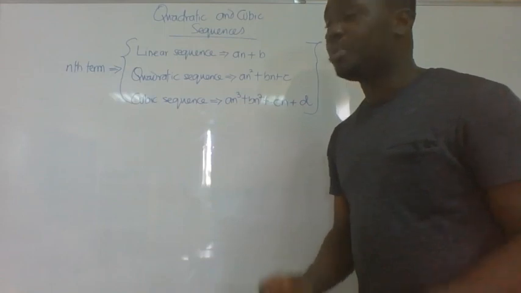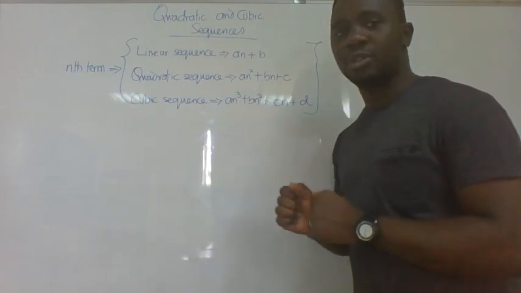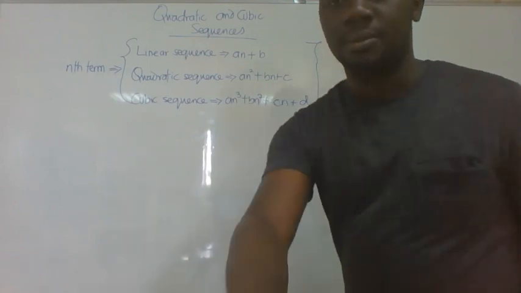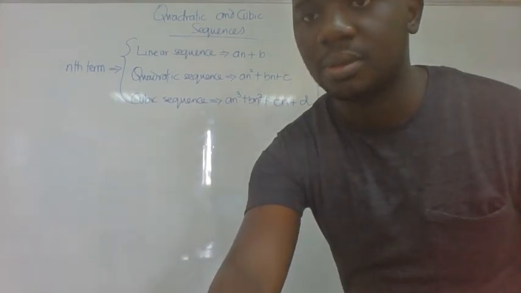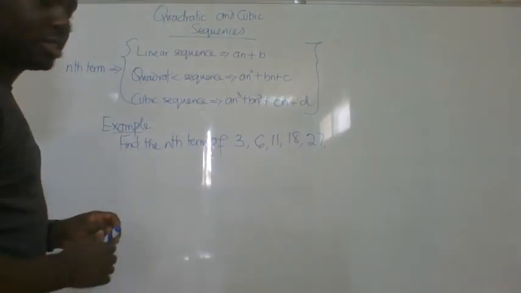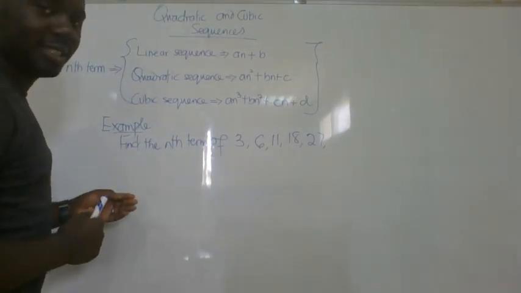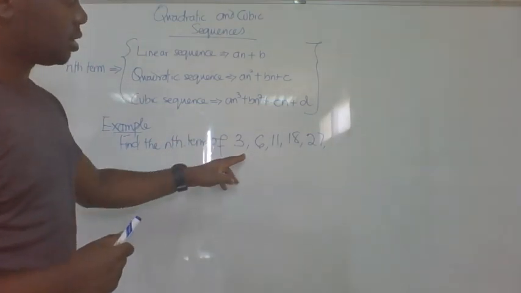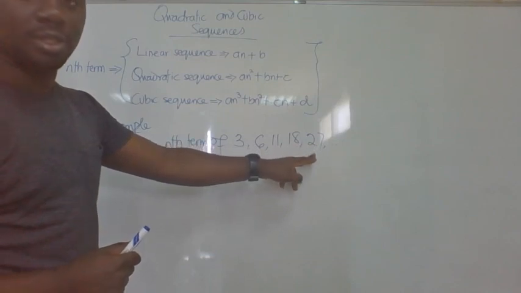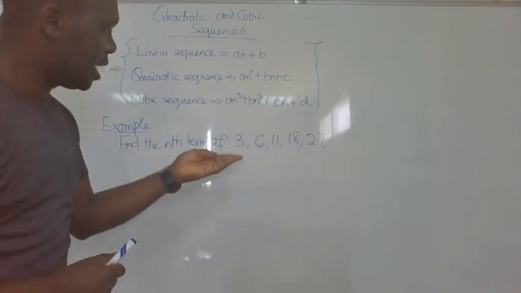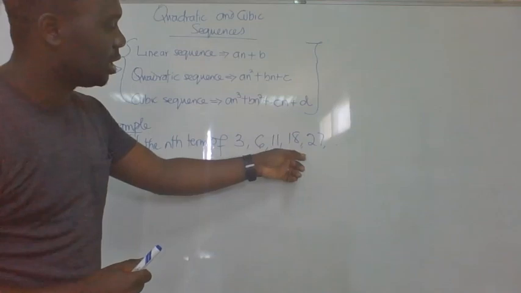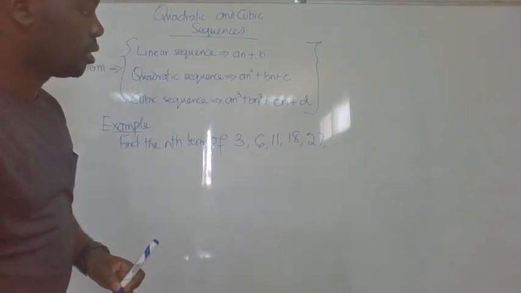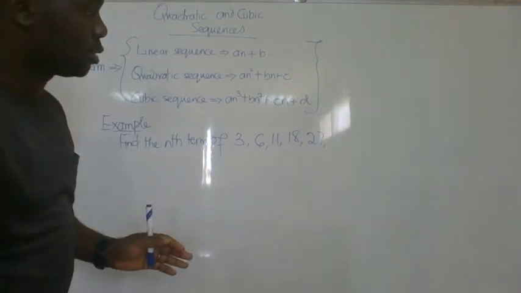So we'll be proceeding to take some examples on quadratic sequences. In the question here, we are asked to find the nth term of this sequence: 3, 6, 11, 18, and 27. There are two methods I'm going to show you on how to solve the problem.